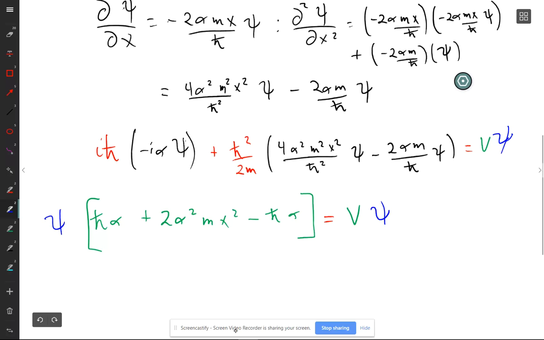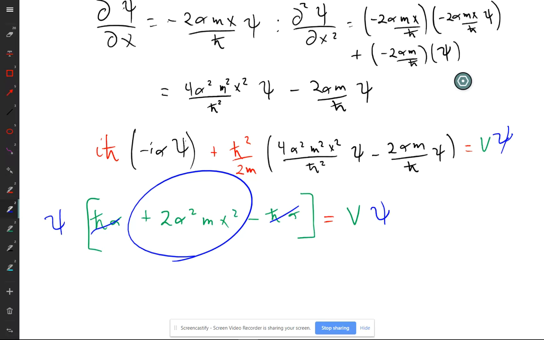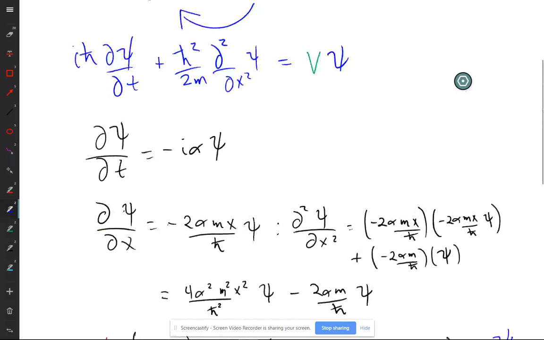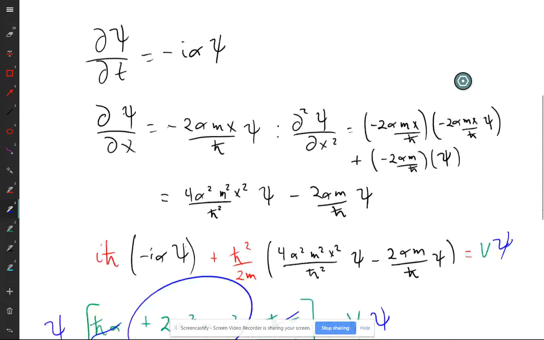And so h alpha minus h alpha, those subtract out, and there's my answer. Hopefully that's what I got when I did it in class the first time. Good. You never know when you're working a problem, right? It's not like it's two steps.